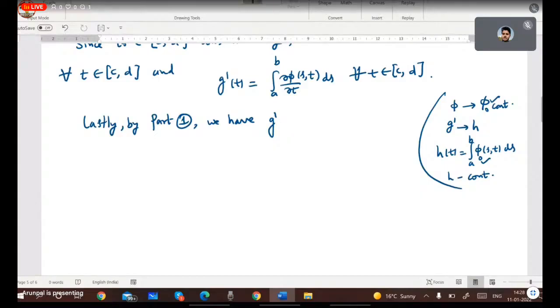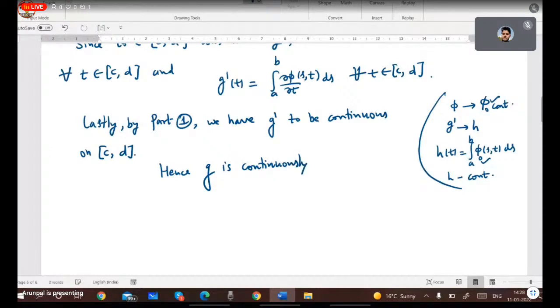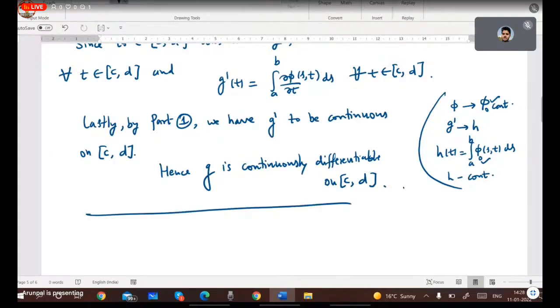So straightforward using part 1, lastly by part 1, we have g dash to be continuous on closed interval c comma d. Hence, g is continuously differentiable on c, d, right, class? And this completes the proof. Is this okay, class? I hope you must have enjoyed the proof. A lot of mathematics, and all basics of mathematics only.